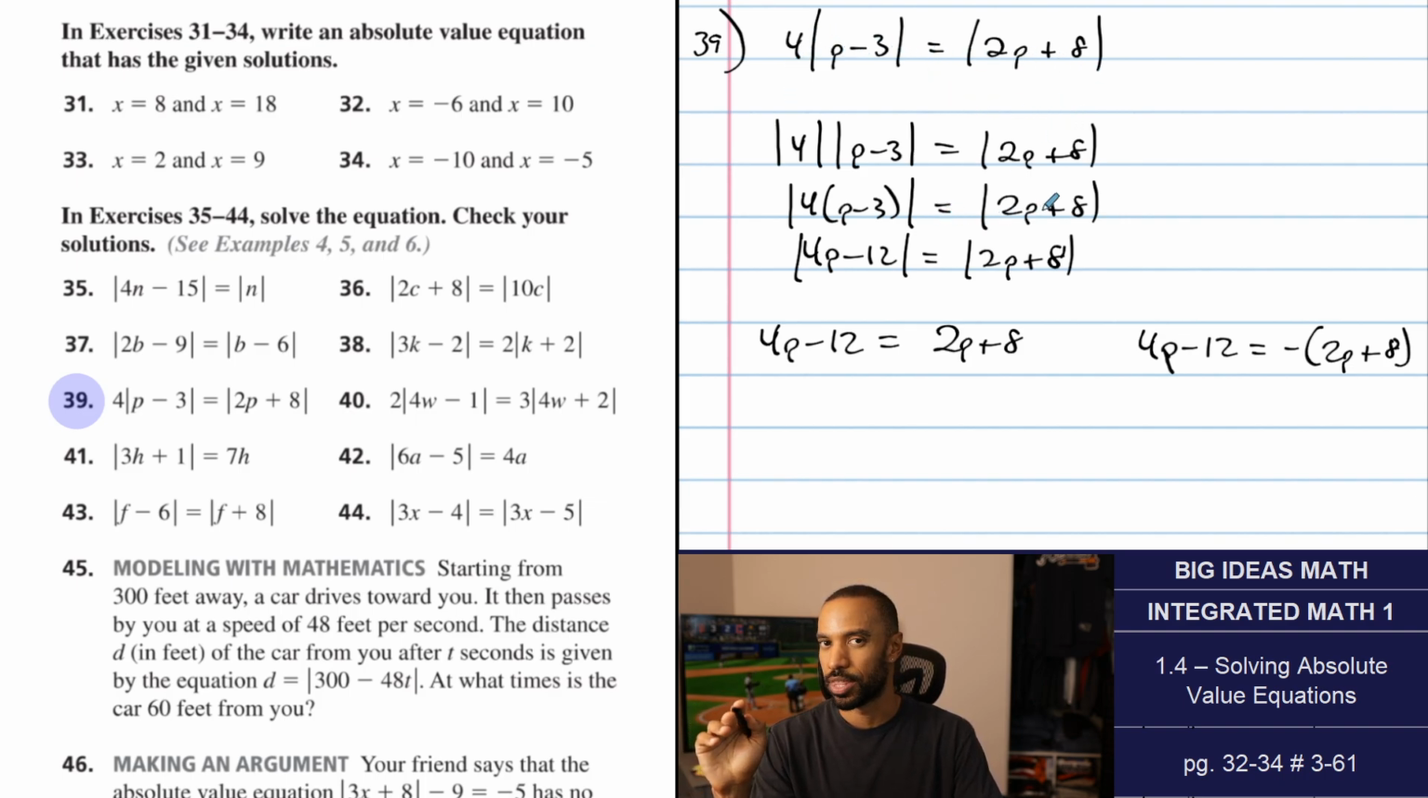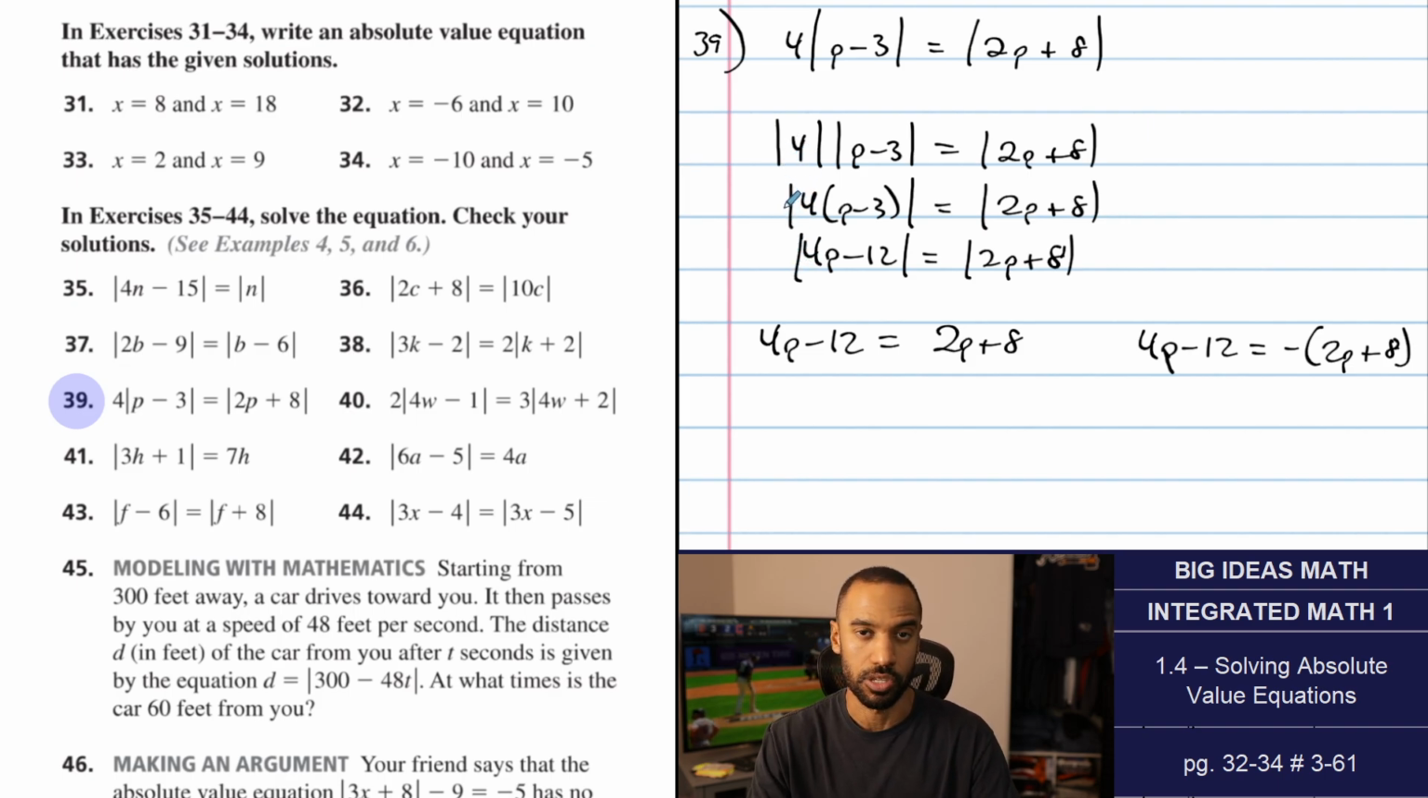You would have gotten away with it, but I'm showing the mathematical truths behind why this is allowed, really, is how I'm going to say it. So anyway, let's go ahead and solve this. I'm going to subtract 2p from both sides as I add 12 to both sides.